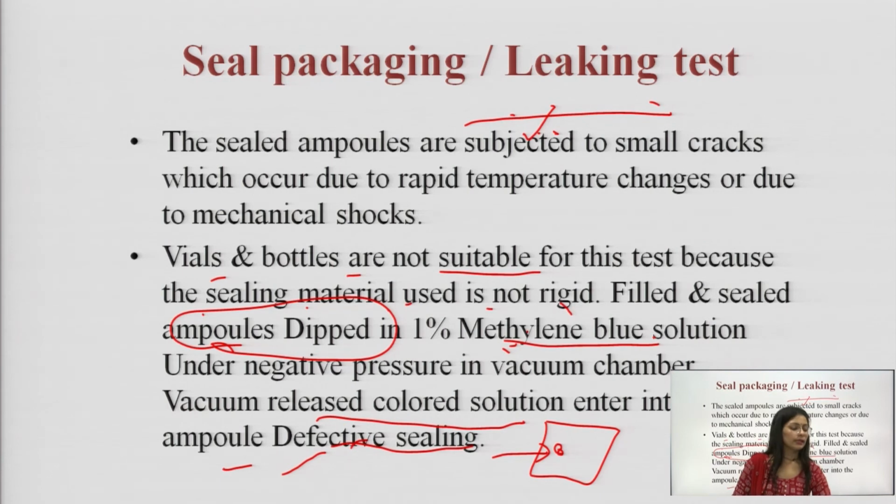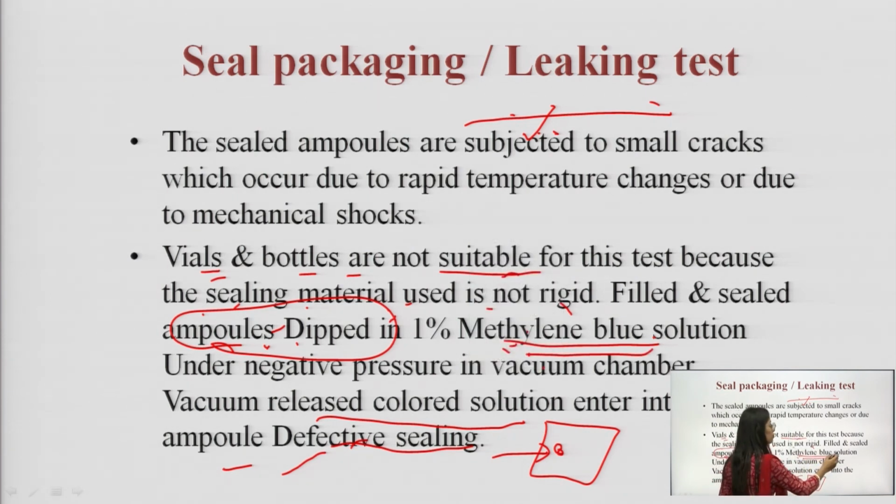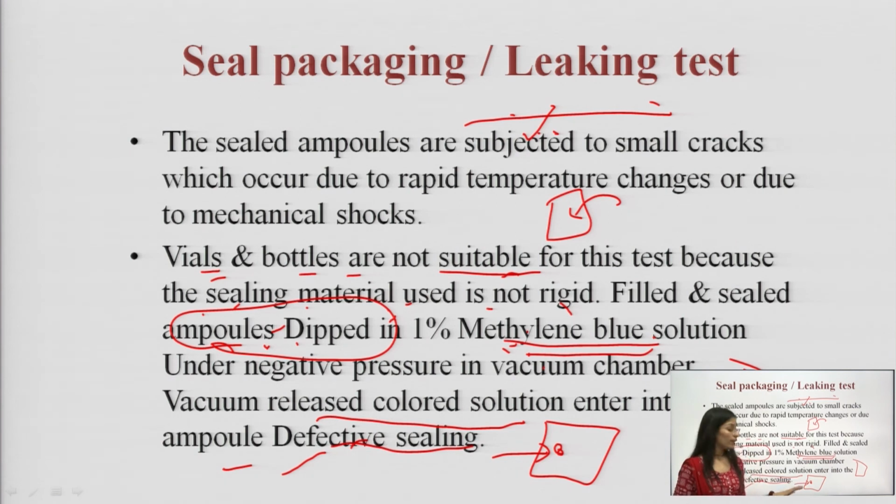Okay. Leakage test, as I told you, is very much important, because if your particular container has a leakage problem, obviously your concentration can be affected. Okay. Or obviously your isotonicity can also be affected, as I told you in the previous lectures. Vials and bottles are not suitable for the test because the sealing material is too rigid. Another thing I told you, ampules are dipped in 1% methylene blue solution. We are going to dip our prepared ampule inside it, and then it is stored in the 1% methylene blue solution, and then we have to check whether we have a defective sealing or not.